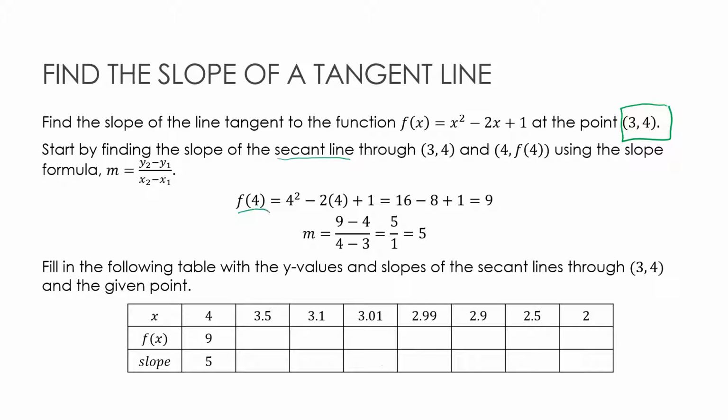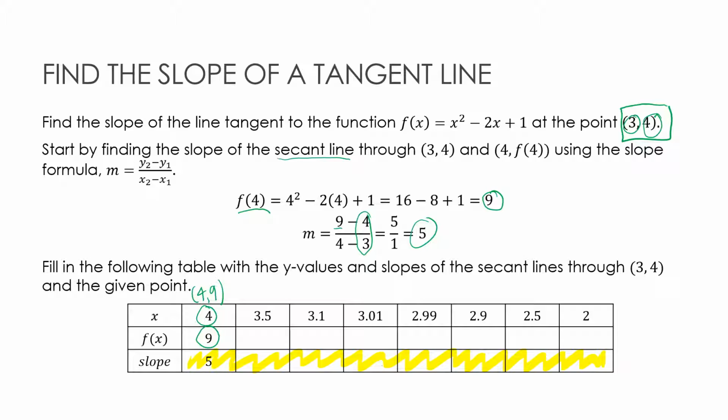I've done the first one for us. If I plug in 4, then I get an answer of 9. So my ordered pair here would be 4, 9. And for the slope, because I already know it goes through the point 3, 4, I'm just using the slope formula: y2 minus y1 over x2 minus x1, which gave me a slope of 5. Really what I'm looking for is what pattern is going to occur in this row.